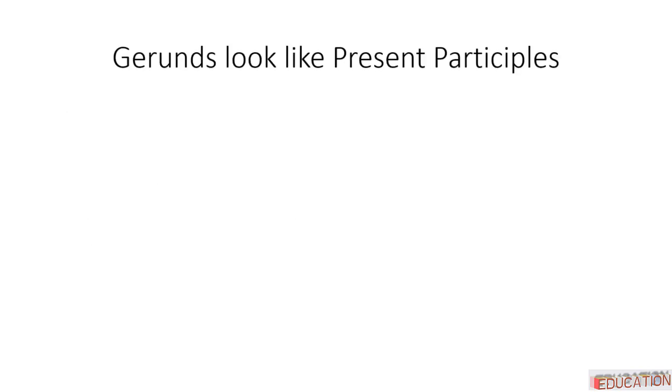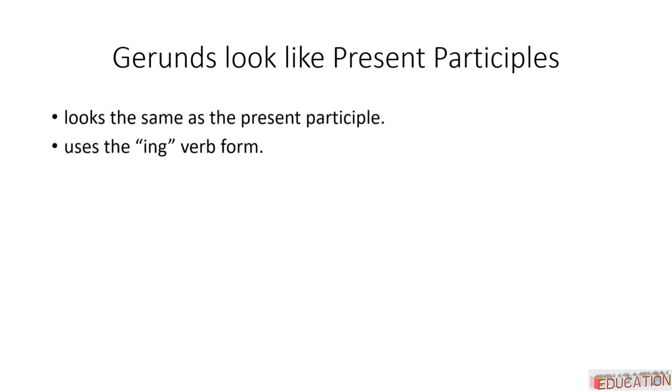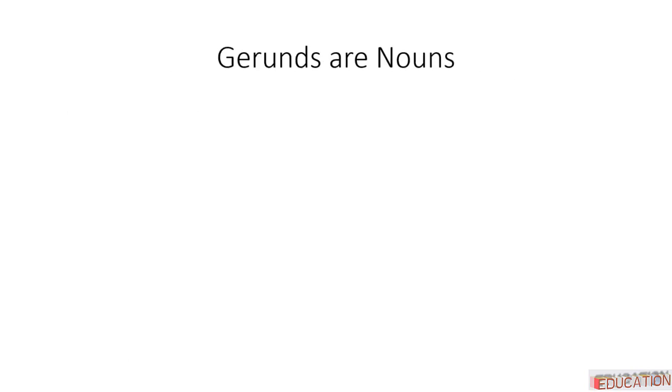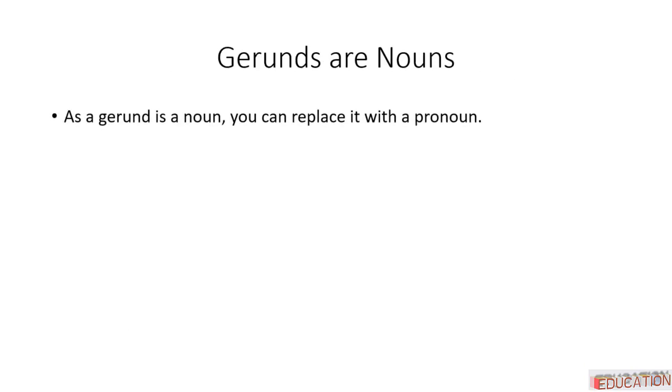So gerunds look like the present participles of verbs, using the ing verb form. And here are some examples. Eating, swimming, painting. However, they are treated as nouns. And because a gerund is a noun, you can replace it with a pronoun. You can try replacing it with, for example, something or it.